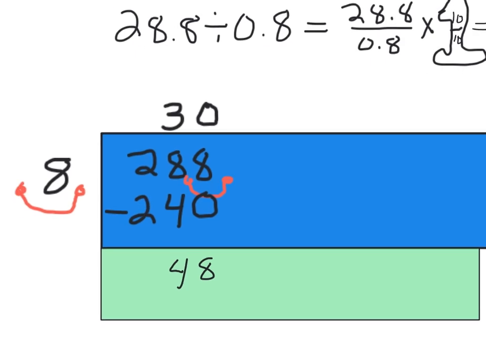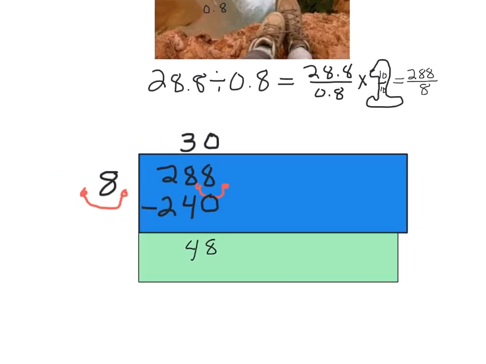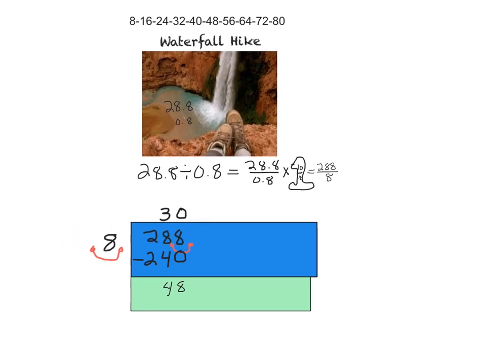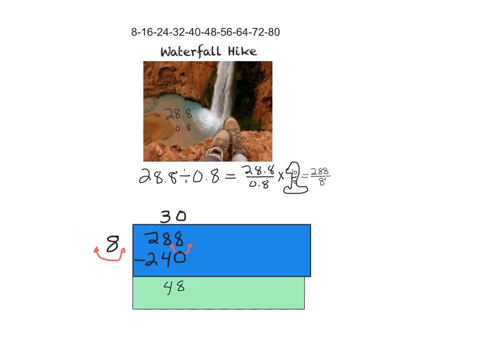So now I'm looking at the 8, and it cannot go into 4, but it can go into 48, which is right in this ones column here, right? So now I'm going to come back up here again and look for 48, right? And I got 8, 16, 24, 32, 40, 48. Bam! That works exactly correctly, right?